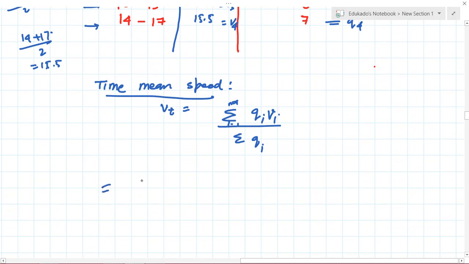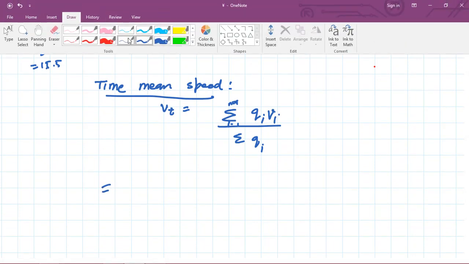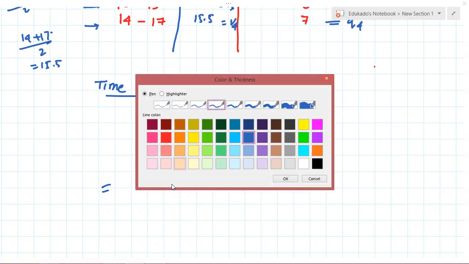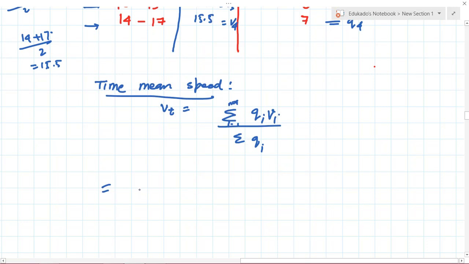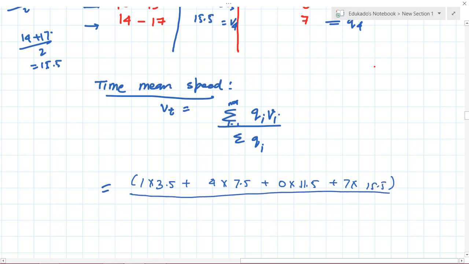Now if you solve this, it will be 1 into 3.5 plus 4 into 7.5 plus 0 into 11.5, which is 0 again, plus 7 into 15.5, and this all divided by the summation of qi, which is 1 plus 4 plus 0 plus 7. If you solve this, you will get the answer 11.83. So this will be your time mean speed.